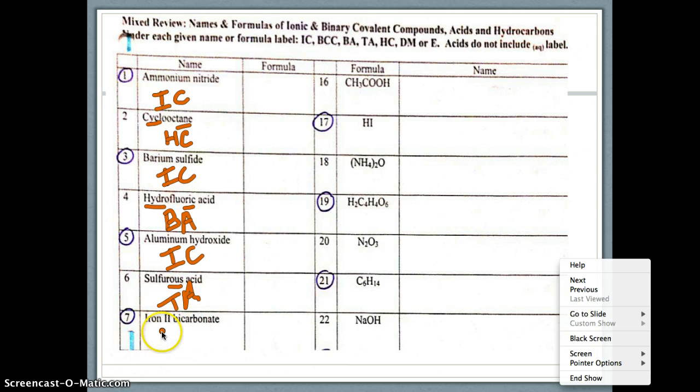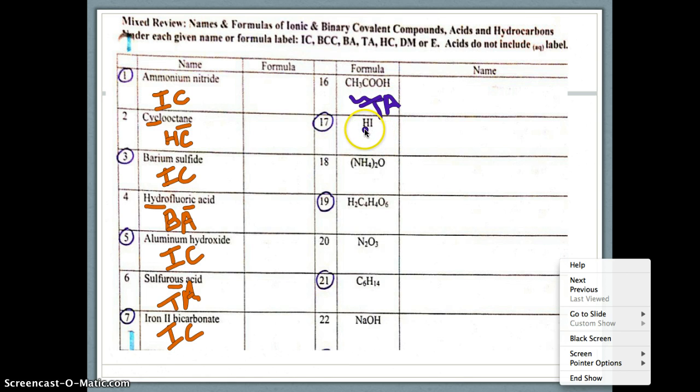Iron 2 bicarbonate. Here's your metal, so therefore you have an ionic compound. If you go to the next column, this guy's a little tricky. This is acetic acid. And I have the structural formula for acetate written, and when I do that, I always put the hydrogen last. So this right here is going to be a ternary acid. It contains a polyatomic ion.